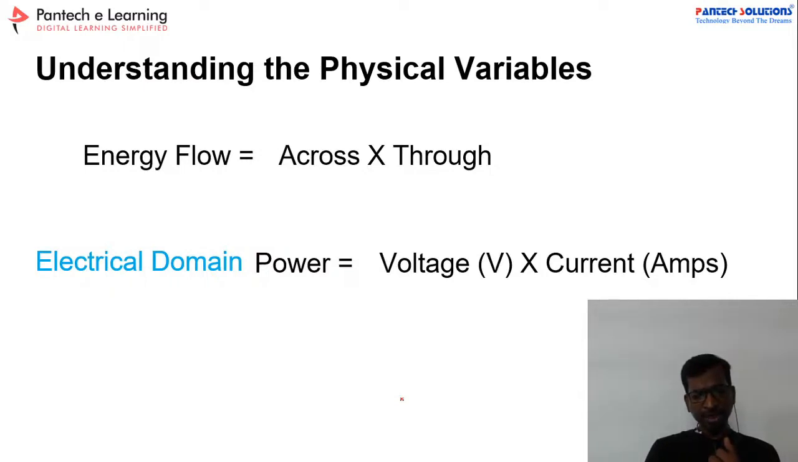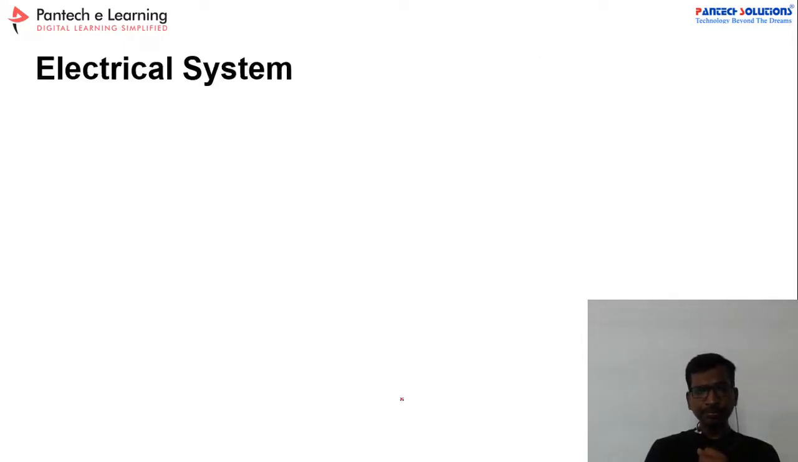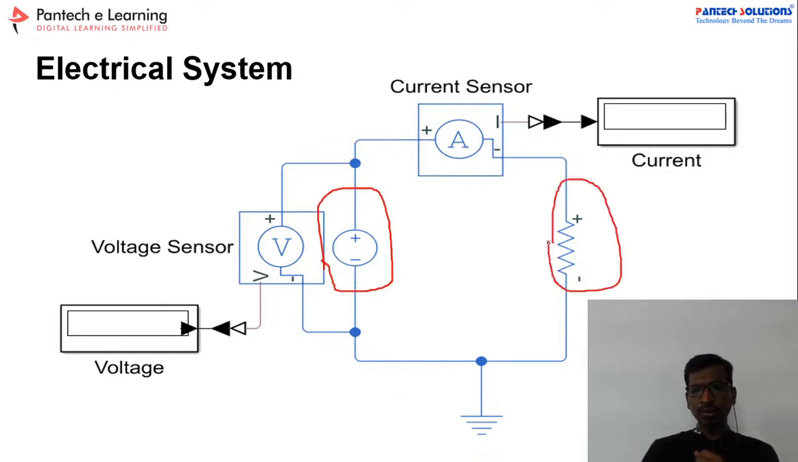In the electrical domain, the power you calculate by voltage as well as current, right? The voltage unit is V, and the current unit is amps. Similarly, in the electrical system, this is a source model, and this is the load model, right?